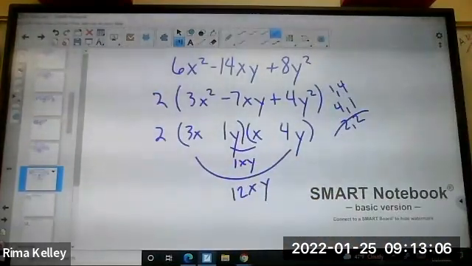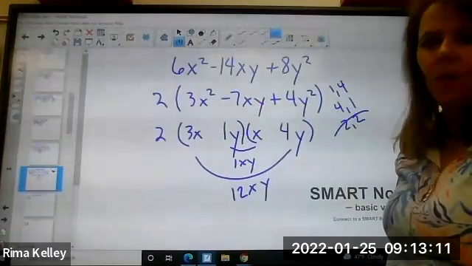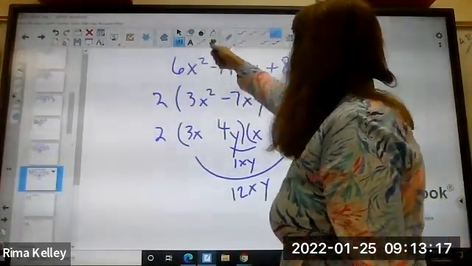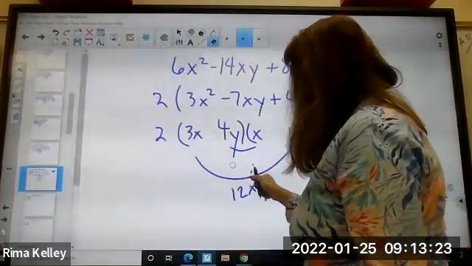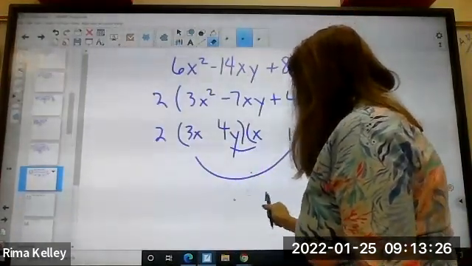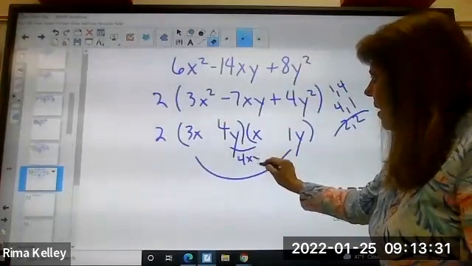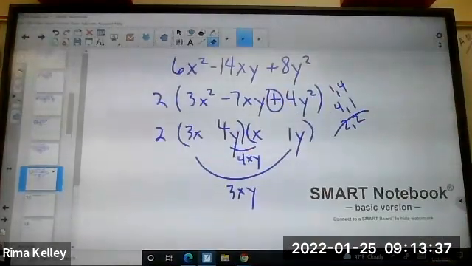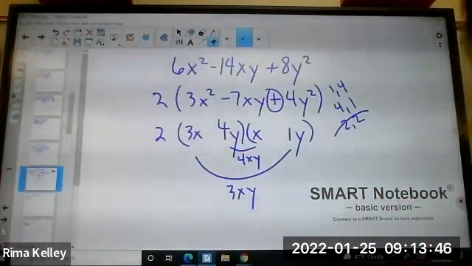So did that work? We are adding. Is 1 plus 12 really 7? Nope. So we're going to make this the 4 and make this the 1. Okay, so we're going to say this is 4xy and this is 3xy. And we're adding. Is 4xy and 3xy 7xy? Yes. So it did take us 2 tries, but we got it on the second try.